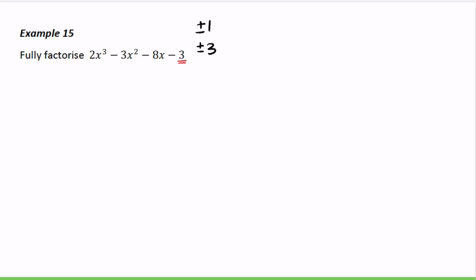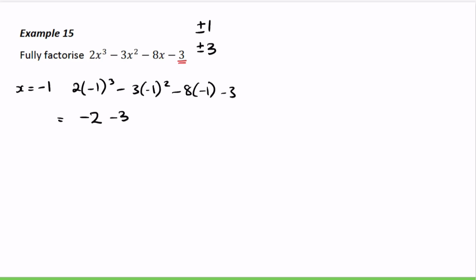So we can go ahead, we'll start with x is equal to 1, then we'll move to negative 1. I'm going to skip ahead, I'm going to go straight to x is equal to negative 1 and substitute that in. Negative 1 cubed is negative, so that'll be negative 2. Negative 1 squared is positive, so that'll stay as negative 3. Negative 8 times negative 1 is positive 8, and then minus 3. So negative 2 minus 3 is negative 5, minus another 3 is negative 8, so we'll have negative 8 plus 8, which will be 0. So we have gone ahead and found our first factor, which is going to be x plus 1. Remember, the sign changes.